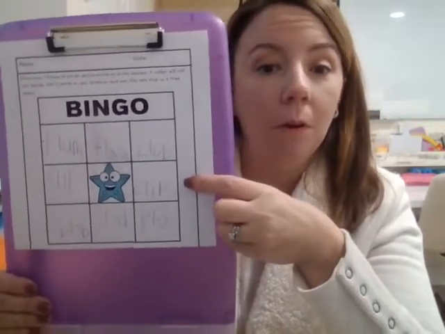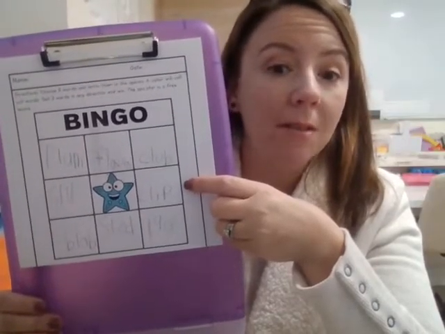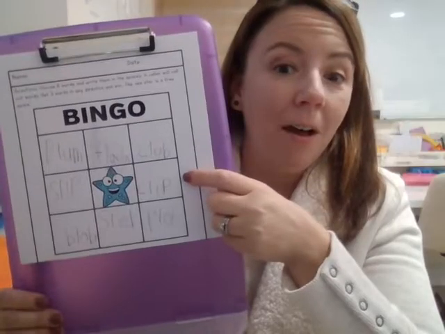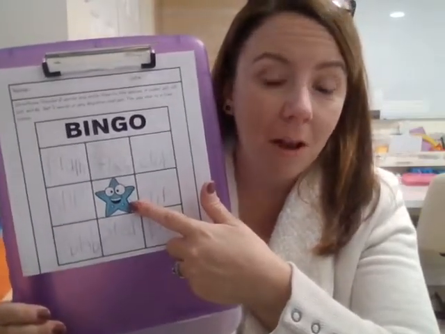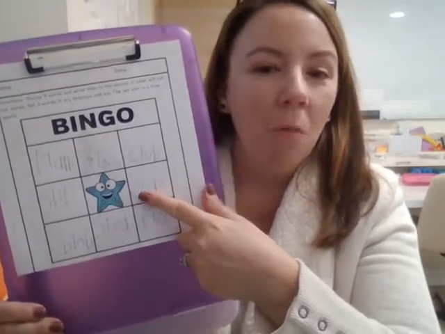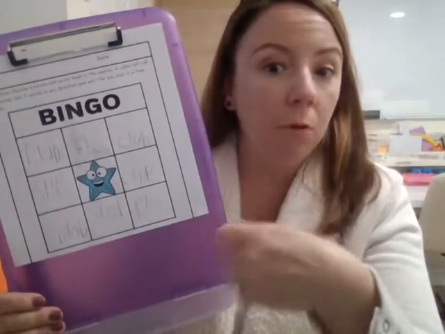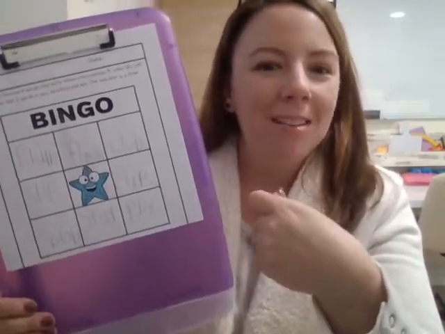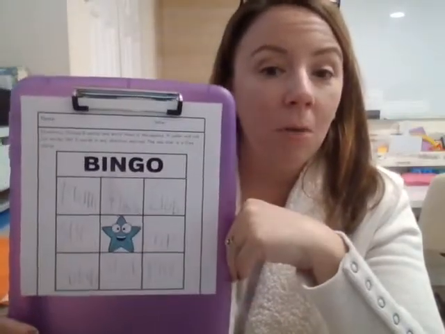This sheet, if you're wondering where it came from, this came actually from one of my summer resources for blends practice. That's why there's a little starfish in the middle for the free space. So one last thing, when we did play this bingo game, we were able to play multiple rounds quickly because there aren't so many spaces. So give this a try. Let me know what you think.